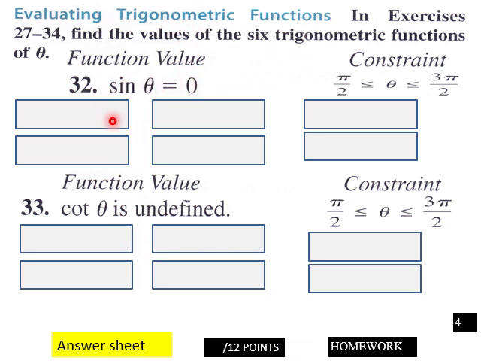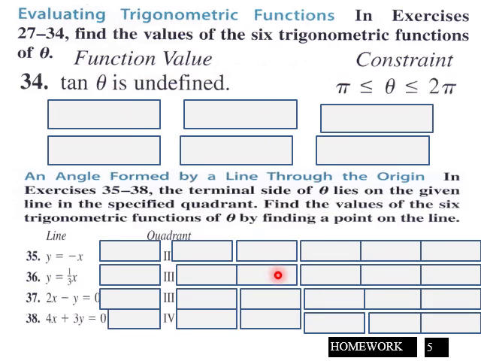Find the values of your 6 trig functions for sine theta, and then here is your constraint here. And then cotangent theta is undefined, and then find your other trig function values here for this constraint, pi over 2, and then 3 pi over 2 for theta.